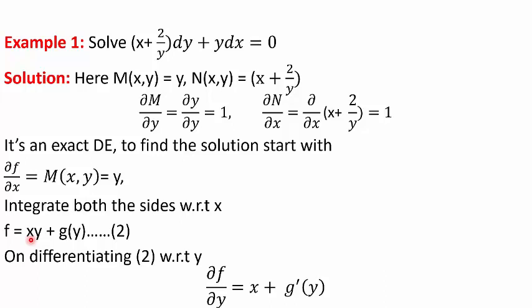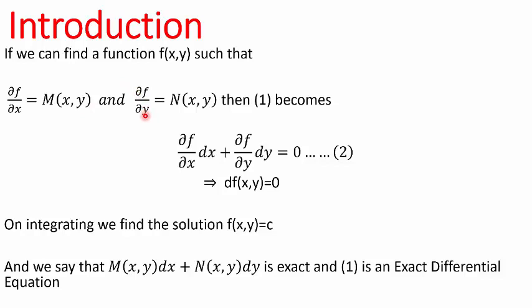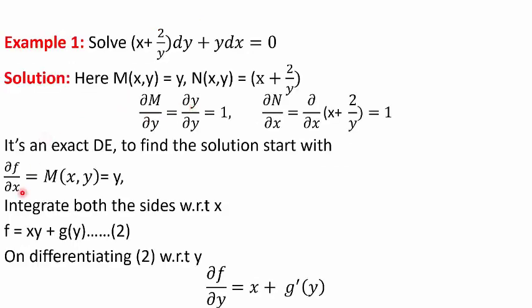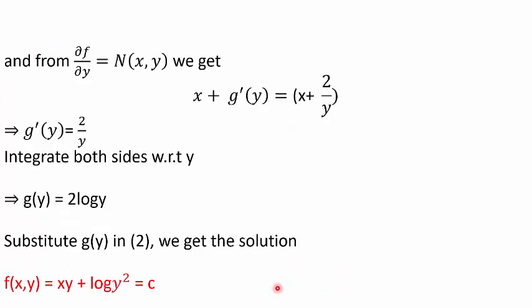Now we'll move on to our second condition, which is del f by del y is equal to N. So if I differentiate f with respect to y, we'll get x plus g dash y. So, why are we doing this? Because we have f in some form here. f is xy plus g(y). But we do not know g(y), so that has to be found. For that, we are using the second condition. So, del f by del y is x plus g dash y. And we will now equate it to N, which was x plus 2 by y.